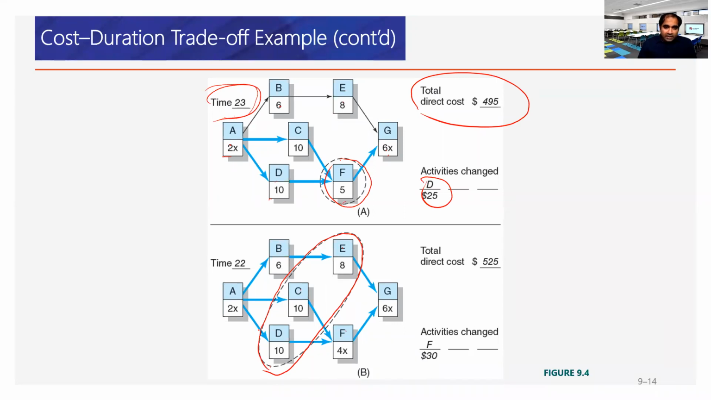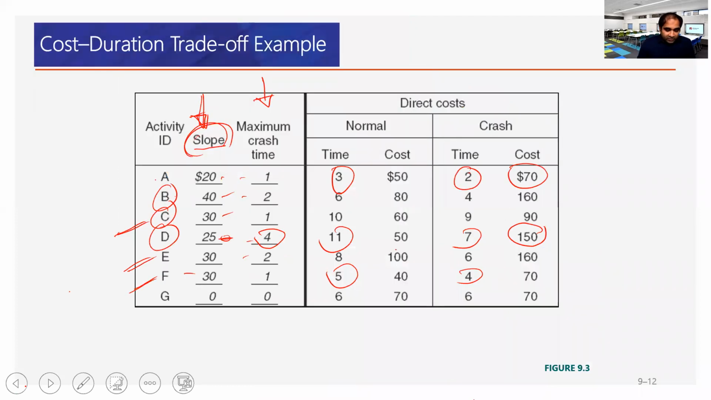All right. Then if we reduce E, E is already on the shortest chain. So this is 22 days. If we crash E, it will reduce to 21 days. But again, these 2 chains will take 23 days. All right. So this will not help us in reducing the total project duration. So again, I repeat, the next move is from C, E, F.